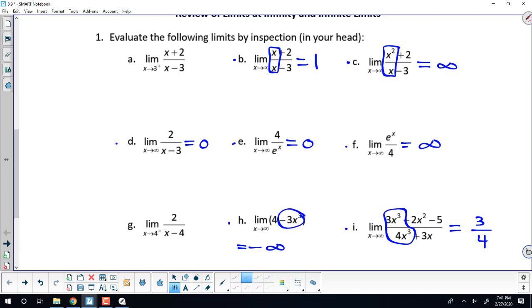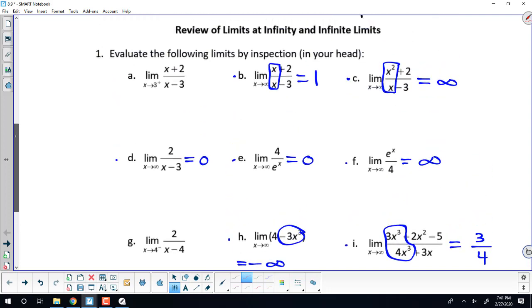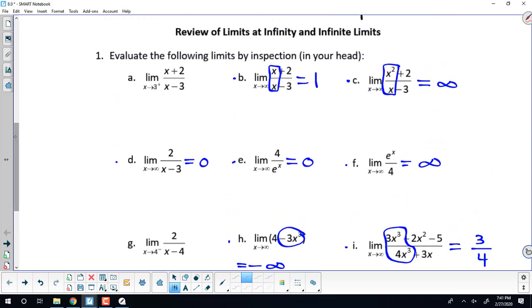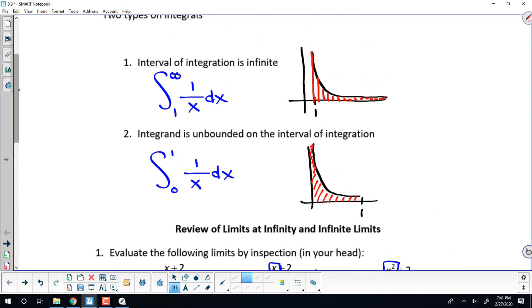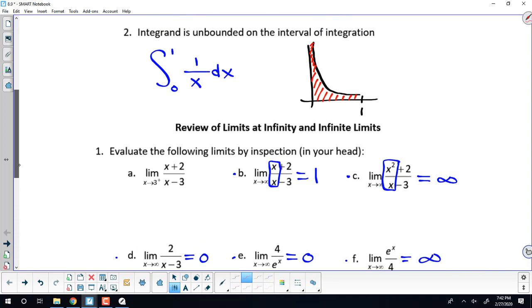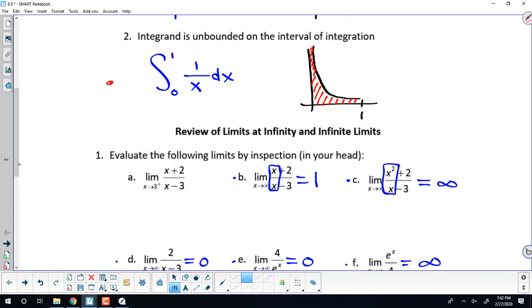The other ones here, like A and G, I think that's it. Yeah, A and G, those are the ones that show up when we're integrating near a vertical asymptote, for instance. So the ones here that we've done would be applicable in a situation like this one here, in number 1. And A and G would apply to a situation like this. So part A, as x approaches 3 from the right, what does x plus 2 over x minus 3 approach?